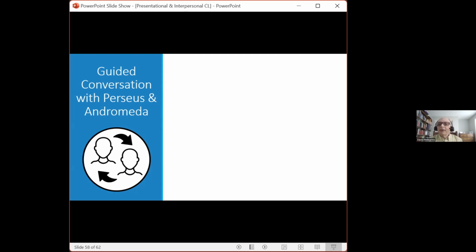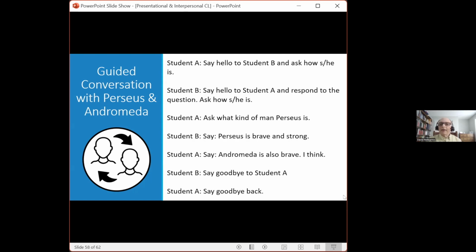However, once they get used to this kind of thing with sufficient practice, they can be handed this cold to do immediately. And that's when it is more interpersonal. So here we go. As you can see, the students are going to greet each other. They're going to ask how each one is, but you can see how it's guided because you have student A and student B asking questions and performing conversational tasks.